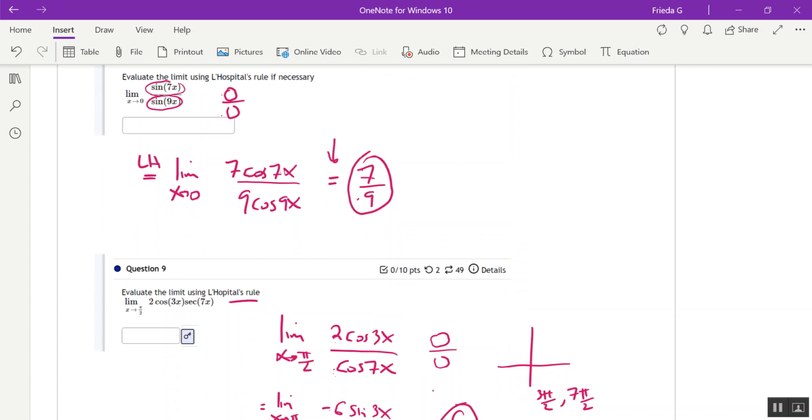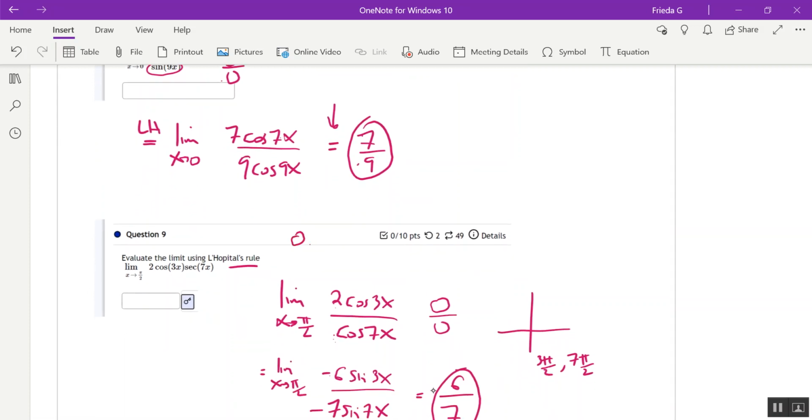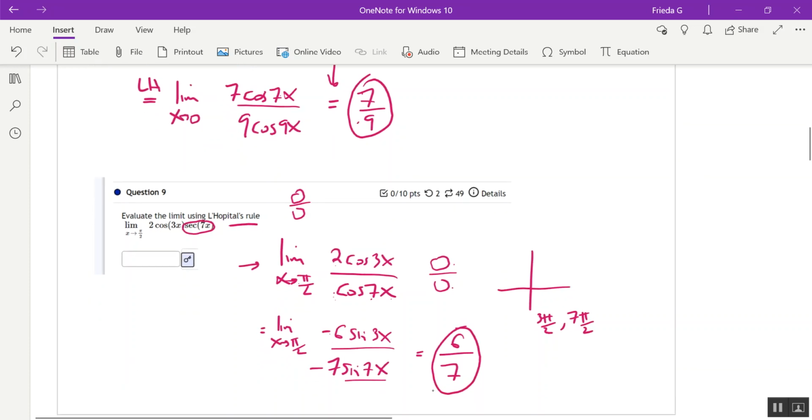Next one, you can't use L'Hopital's rule right away because it doesn't look like 0 over 0. So to make it look like 0 over 0, rewrite secant 7x as 1 over cosine 7x. So right here, I haven't done anything but rewrite the limit. Cosine on top, cosine on the bottom. Now, cosine of 3 pi over 2 and cosine of 7 pi over 2, those are both 0. So I have a 0 over 0, and I can use L'Hopital's rule.